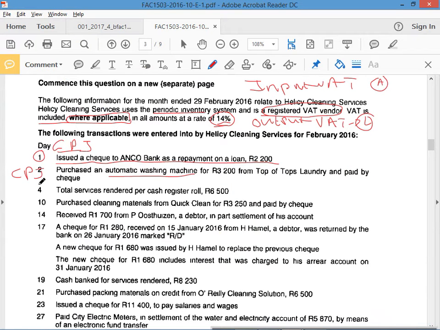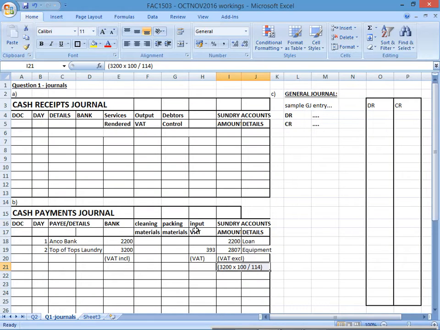Next, number 4, total services rendered for cash register roll. Where did you guys say I must put this? Which journal? Cash receipts. Good. You're getting cash because this would have gone to the cash register. Cash register roll. Someone asked for services and they paid you using cash. 6,500 is going to be received, and that's for day number 4.